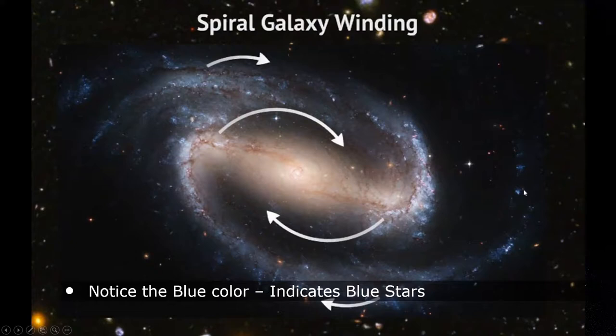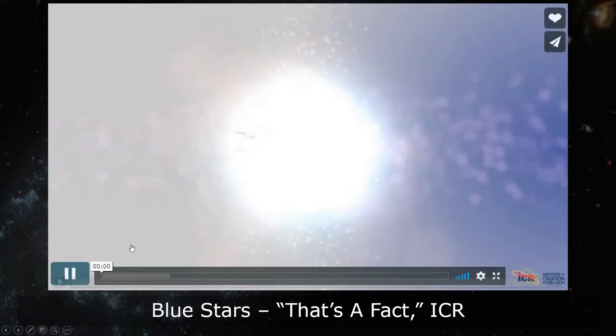Notice the blue color. See these little blue colors? That indicates blue stars. And I'll show you why that's important. Here's blue stars. That's a fact from an Institute for Creation Research video. This goes about 2 minutes.